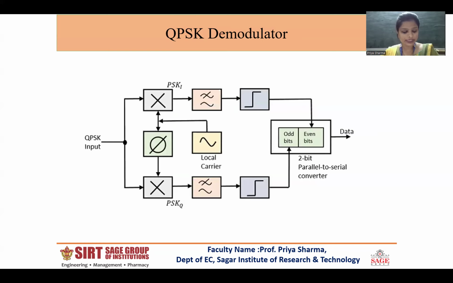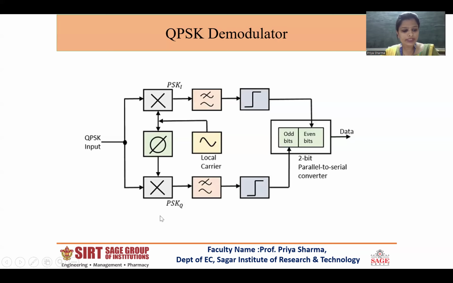Coming to the demodulator circuit, it consists of the balanced modulators. These are the balanced modulators. This is the pi by 2 phase shifter. This is the carrier which is generated through a local oscillator. This is the low pass filter followed by an integrator. And then these are added in a mux, or a parallel to serial converter, for serial transmission of the original message signal. This is the power splitter, which divides the input received signal into in-phase and quadrature phase, PSK I and PSK Q.